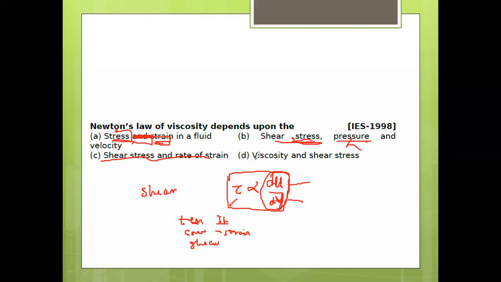If you discuss option D, students may get confused between option C and option D, because this particular law deals with viscosity only, and there is a term shear stress also. But if you see in this mathematical expression or the statement we have seen, is there a viscosity term directly? Viscosity is nothing but mu. Is there any mu term here? No. So tau is directly proportional to du by dy. We are talking about this.